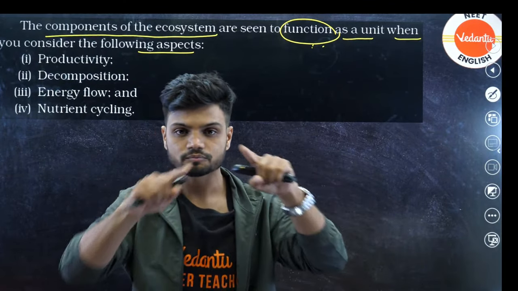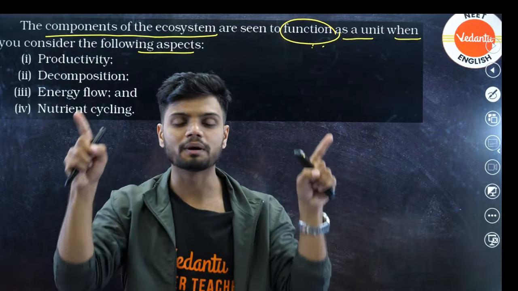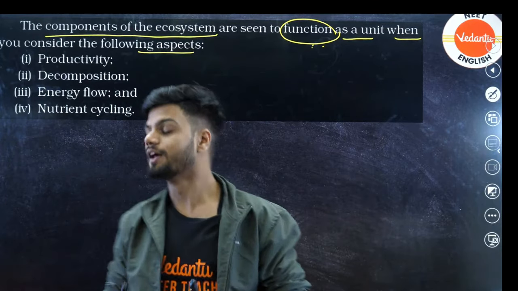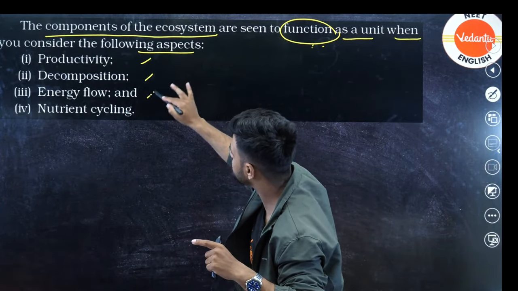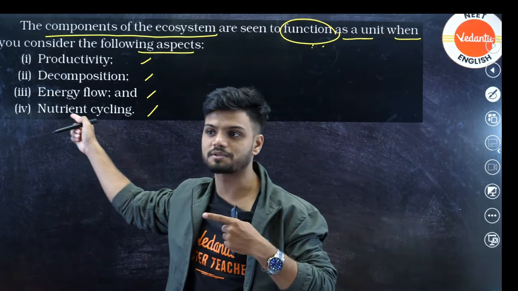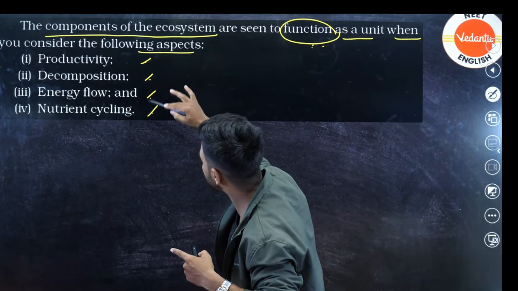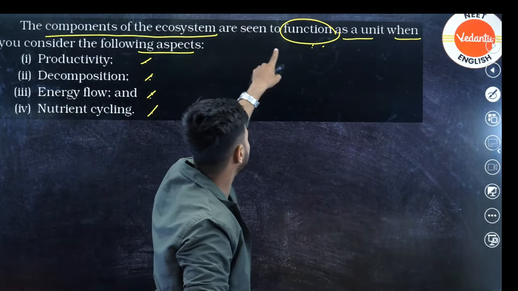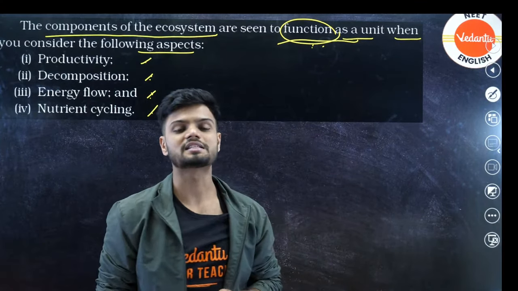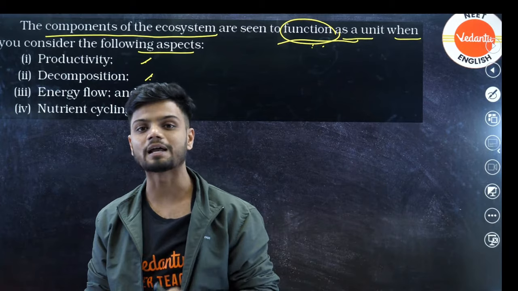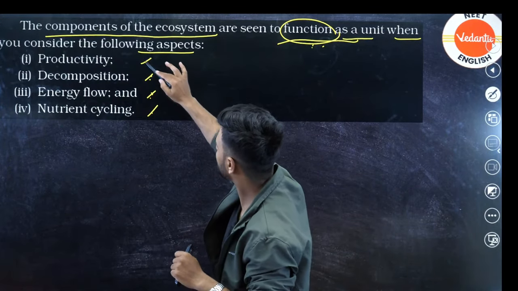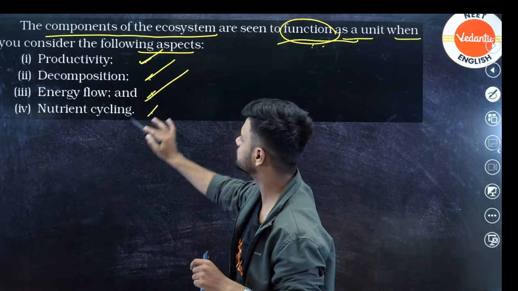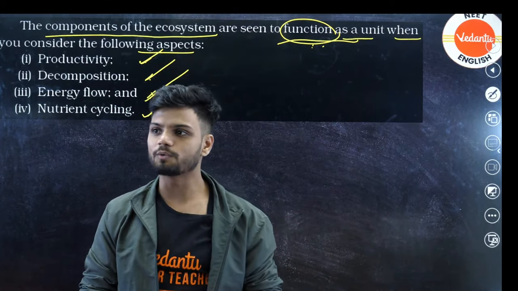A system will have multiple components, and all these multiple components of a system will be working together. We have different aspects of our ecosystem right here. All of these different aspects of the ecosystem will work together as a functional unit. That is the system I told you in the starting. So let's understand one by one. First we have productivity, then we have decomposition, then we have energy flow, and finally we have the nutrient cycle.